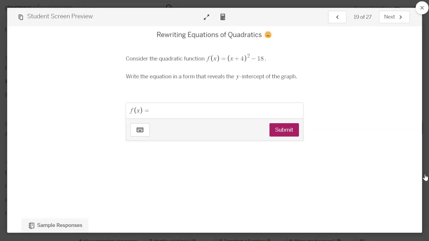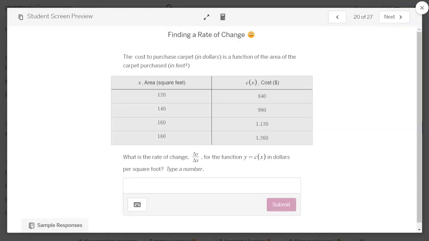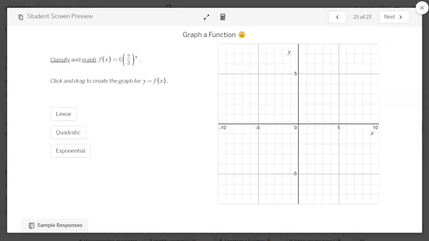So which form would it need to be in to reveal that y-intercept? Here we have an application problem and we're finding the rate of change using data in a table. Here they're given a function and they're to classify the function. Is it linear, quadratic, or exponential?